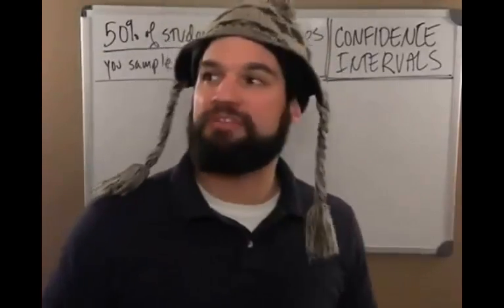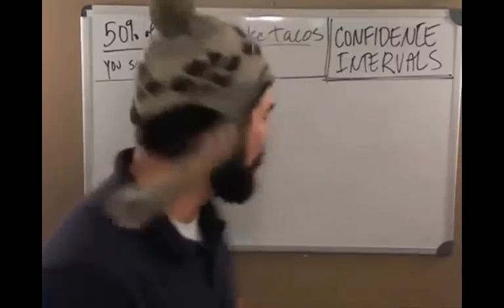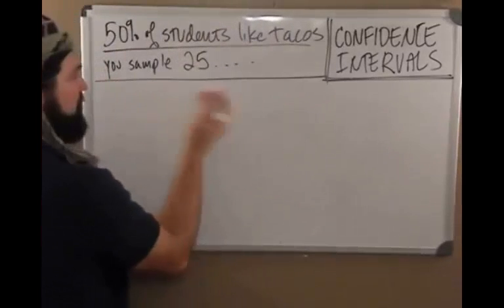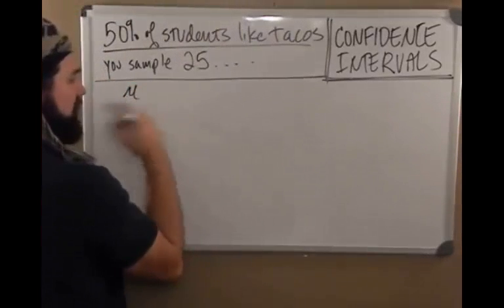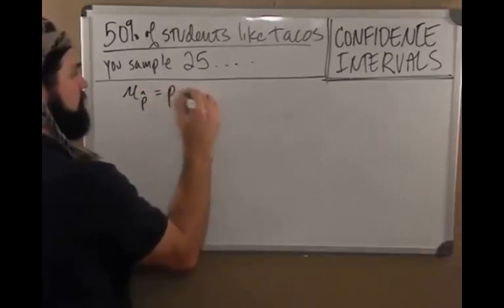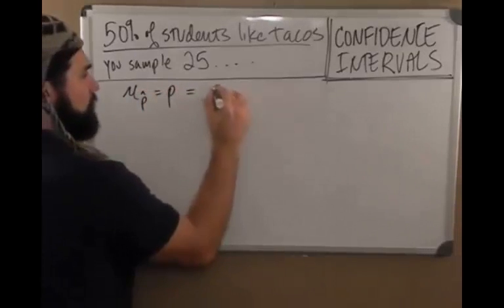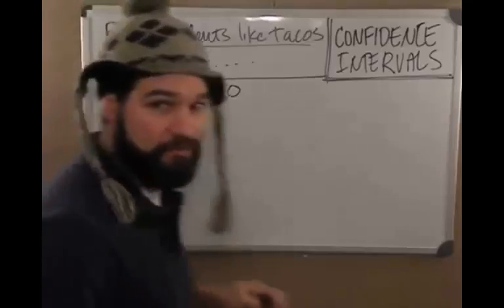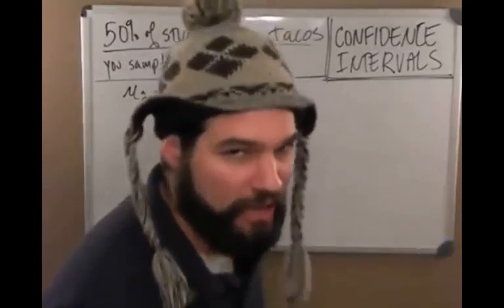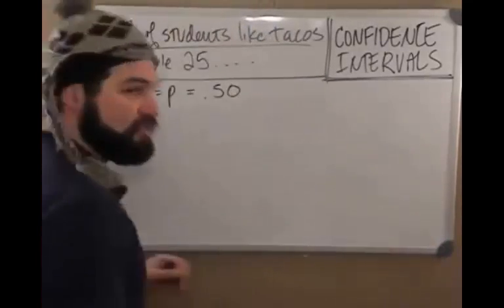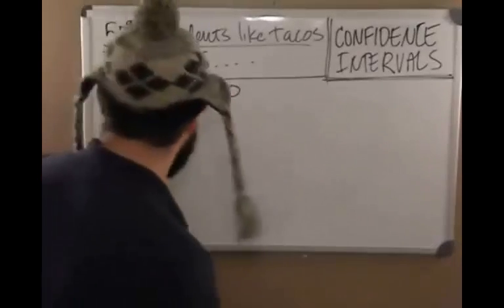So what do you think the sampling distribution would be? Well, I know for a fact that the mean of the sampling distribution of p-hats is going to be p, and in this case it is 0.50. So if I take a sample of 25, somewhere around 50% will like tacos. Let me check my conditions: 50% of 25 is more than 12. Okay, my conditions are met.